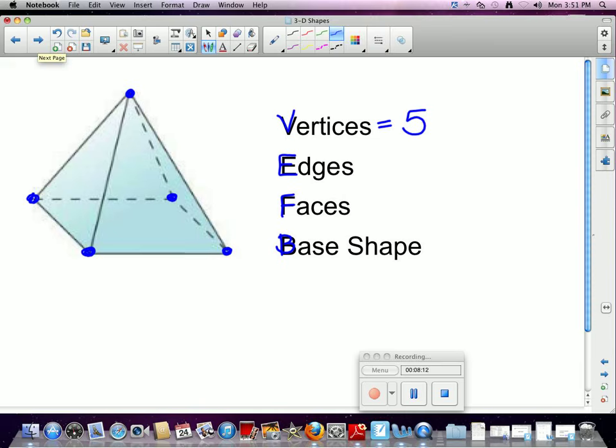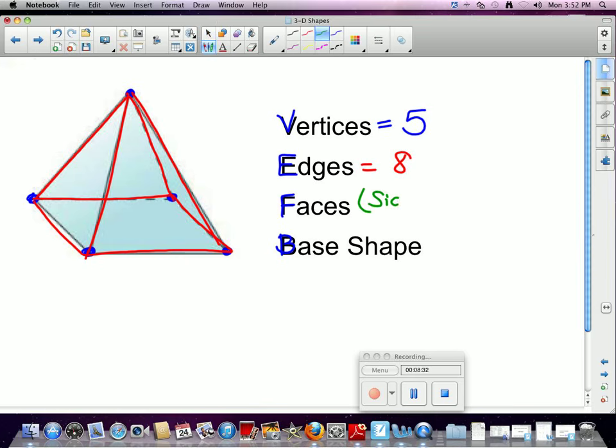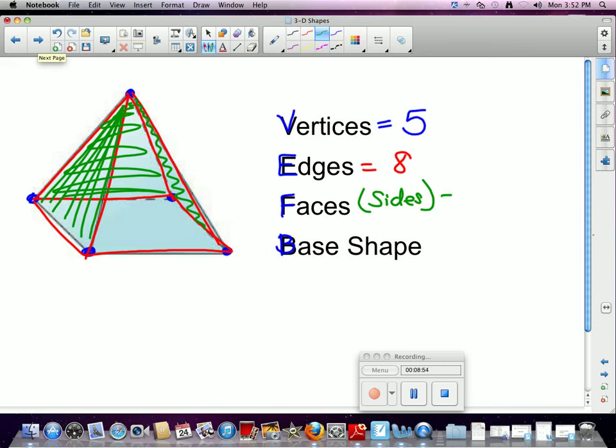Edges. Well, I have 1, 2, 3, 4, 5, 6, 7, don't forget the one in the back, 8. 8 edges. Now remember, we're going to say our faces are just our sides. So in this case, I'm going to have this little side over here, there's 1, the side in the back, which is 2, the side over here, which is 3, and the one in the front, which is 4. And lastly, the shape of that base, even though I know it looks like a parallelogram, it's just the way it's sitting, the base is actually a rectangle.